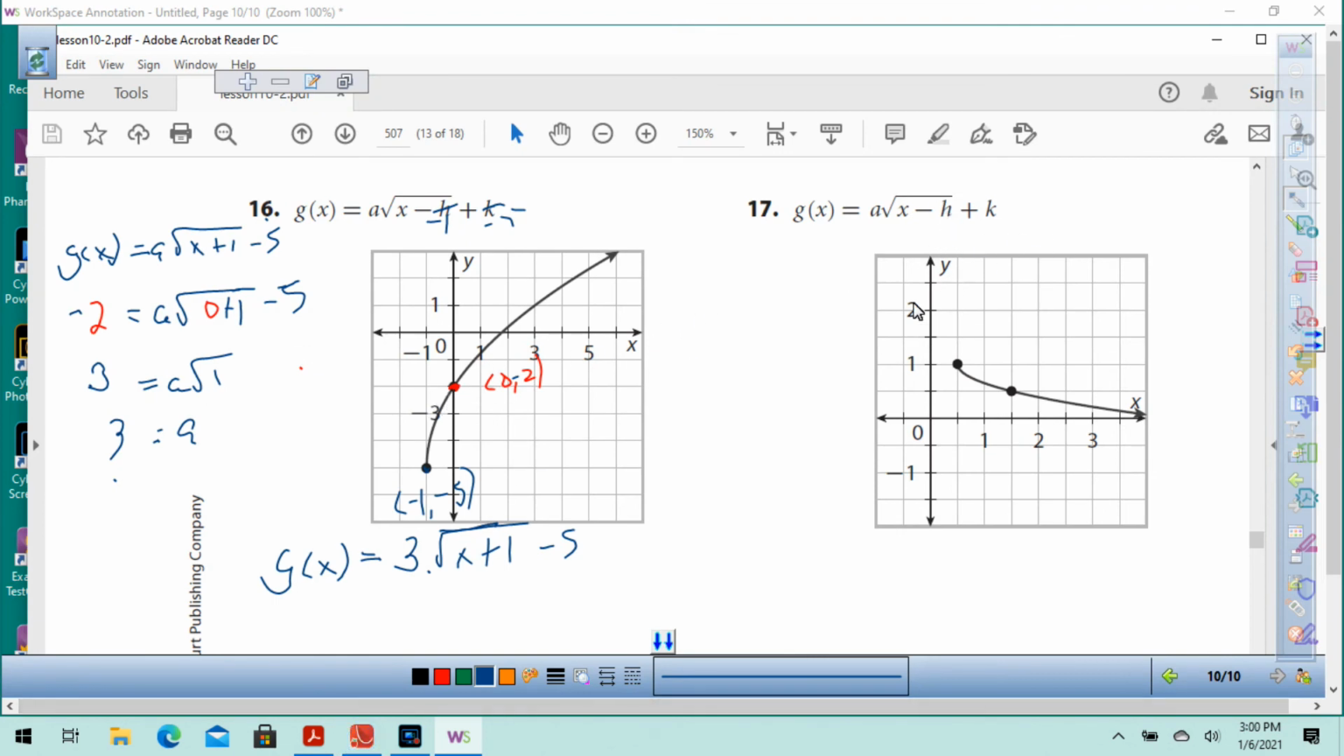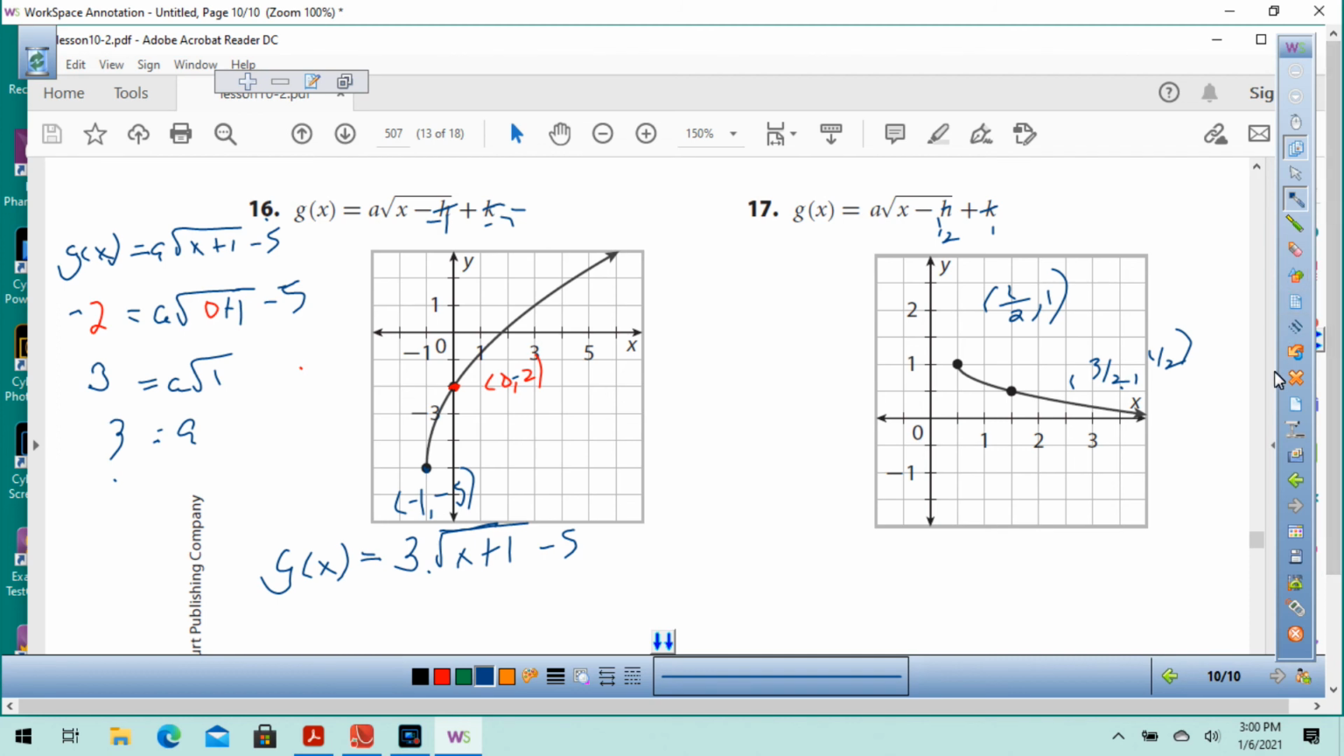Let's take a look at this one here. I can already tell my A is going to be negative, and I got 1/2 and 1. That's my H and my K. That's 1/2, and that's 1. And then it looks like we're, and this is what? 1 and 1/2, or 3/2. Let's do it that way, 3/2. And that is 1/2.